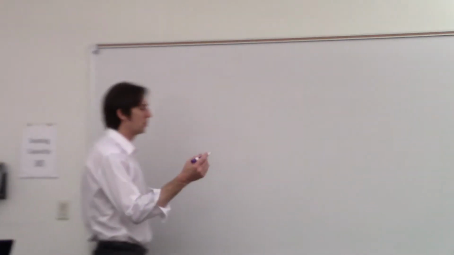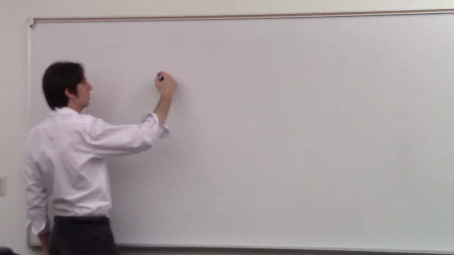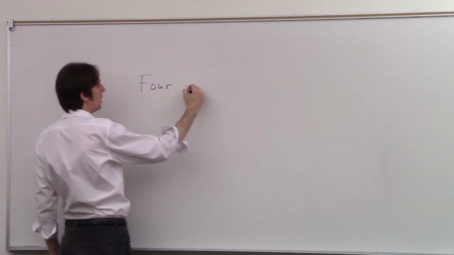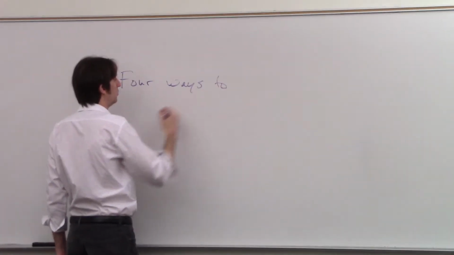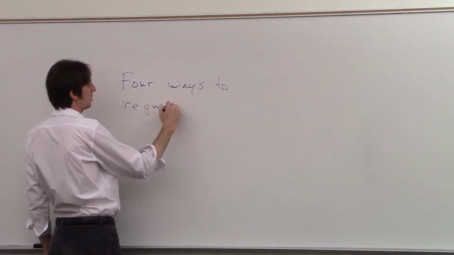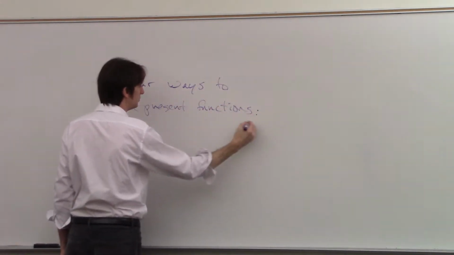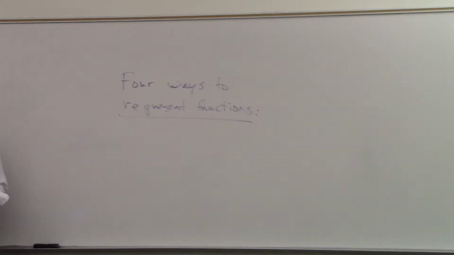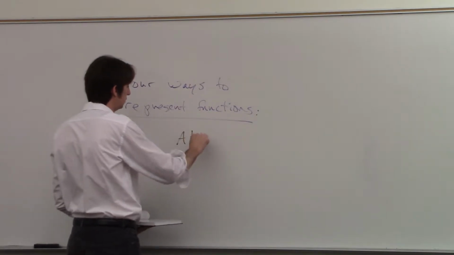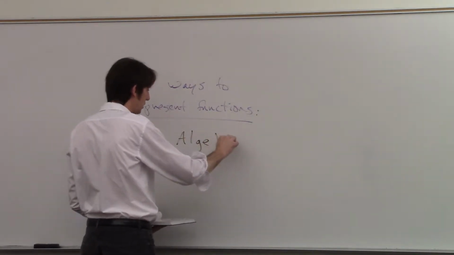I mentioned a second ago that there are, in your book, 4 ways to represent functions. Your book gives a list of these ways. The way that you might remember from high school is the algebraic way, just giving a formula for the function. And so that's certainly one of the four ways. Algebraically.